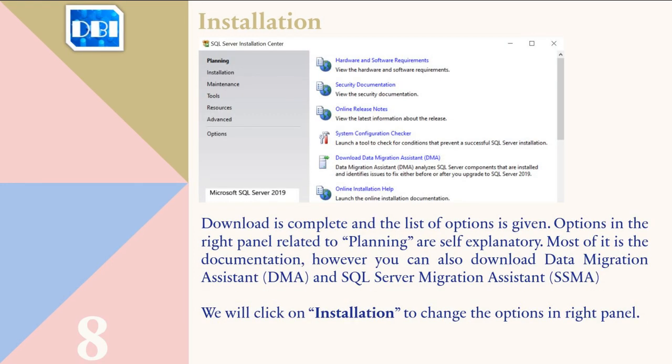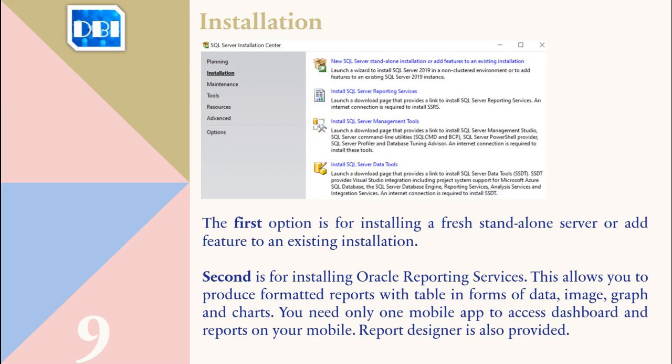Download is complete and the list of options is given. Options in the right panel related to planning are self-explanatory. Most of it is the documentation, however you can also download Data Migration Assistant, DMA, and SQL Server Migration Assistant, SSMA. We will click on Installation to change the options in right panel. The first option is for installing a fresh standalone server or add feature to an existing installation.